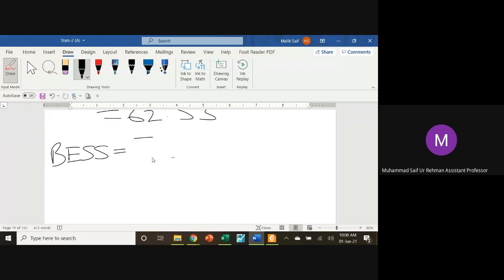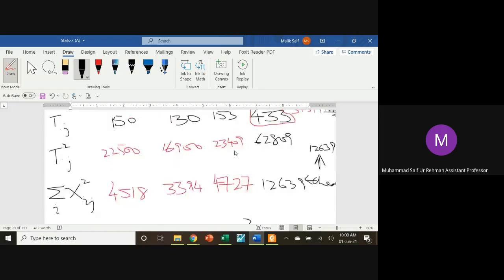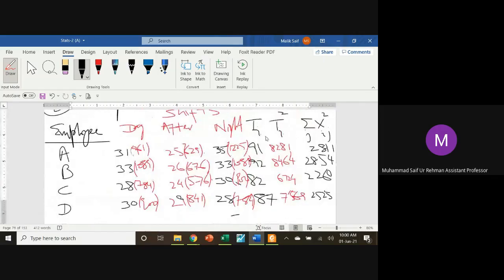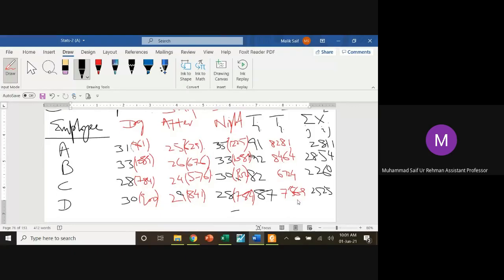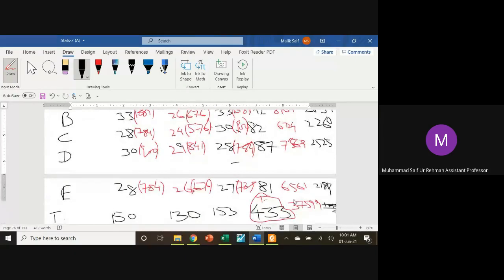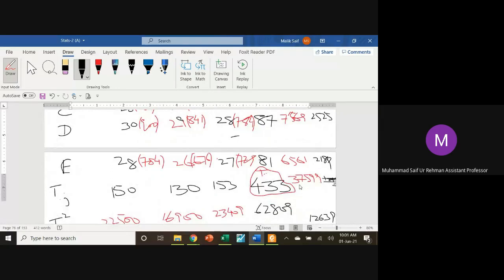So for this you will consider summation Ti dot square. Why? Because employees are written in the rows, and sums for rows are given in this column. This value Ti dot is the sum for those values that are written in the rows, and square of this is this. So summation for this is this value, 37599.